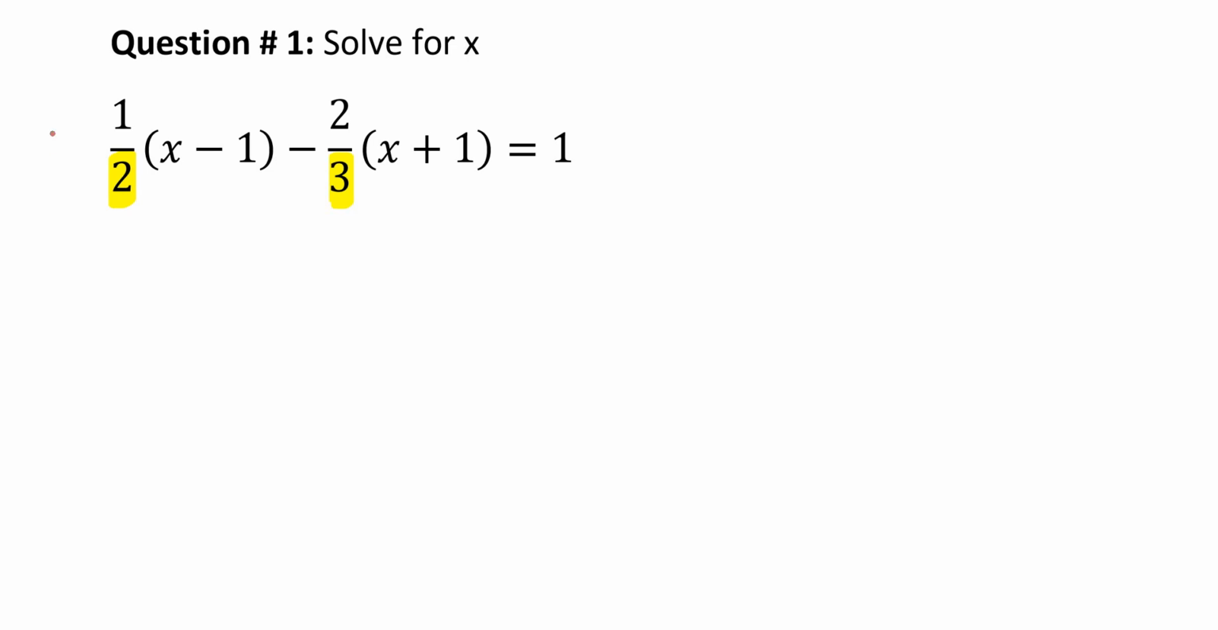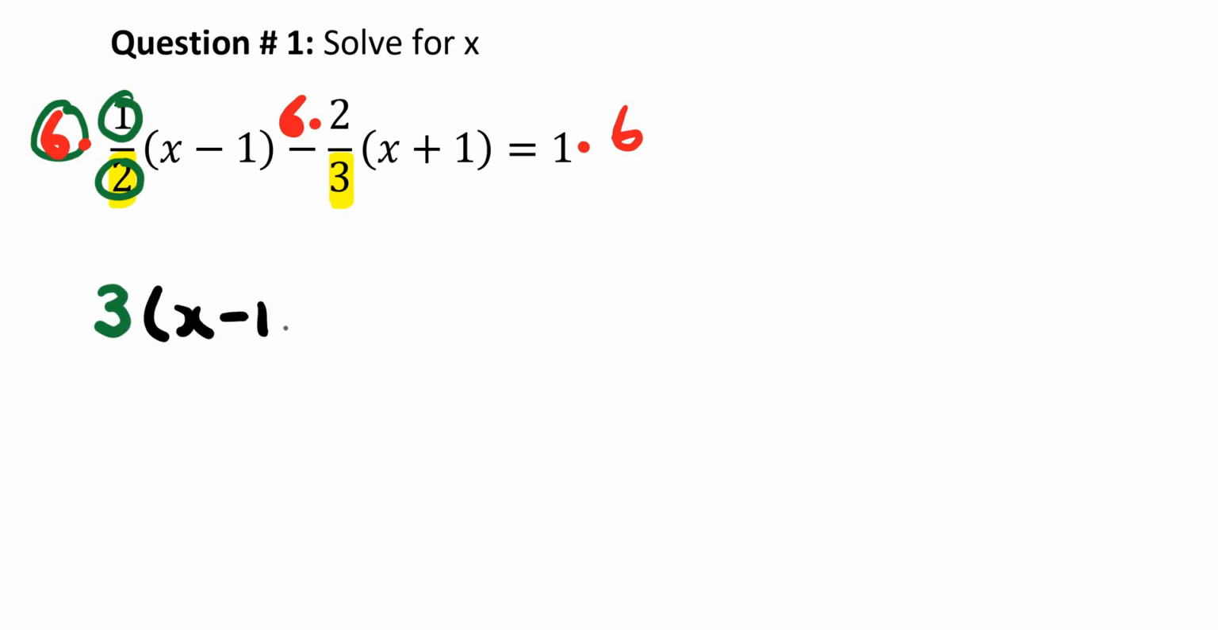Alright, so I can multiply every single term in this equation by 6. So I'm going to multiply the first term by 6, the second term by 6, and I also need to multiply this side by a 6. Okay, and then just do a little bit of math here. I have a 6 divided by 2, which is 3, and 3 times 1 is going to be 3. So I have a 3 over here, and then I have my brackets of x minus 1.